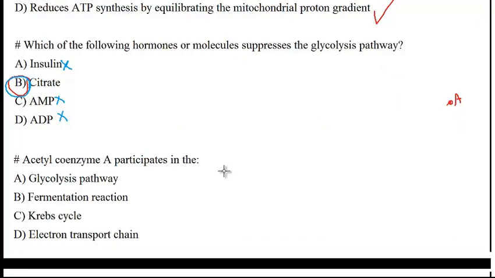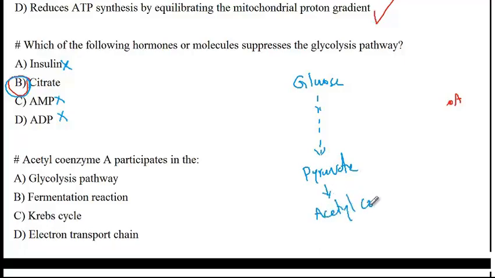Acetyl coenzyme A participates in which of the following reactions? Do you recall glucose through glycolysis gave rise to pyruvate, and then this gave rise to acetyl coenzyme A, and now acetyl coenzyme A can enter the citric acid cycle. So it participates definitely in the citric acid cycle.